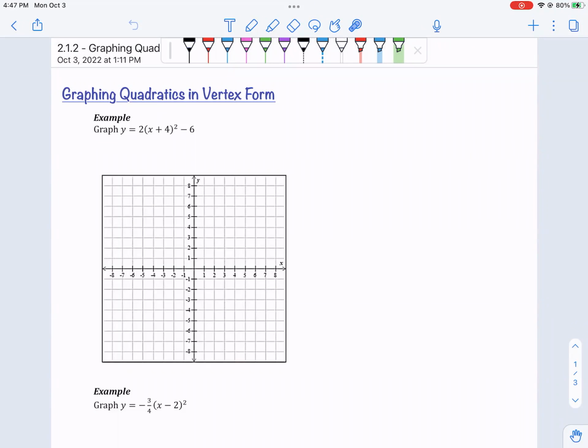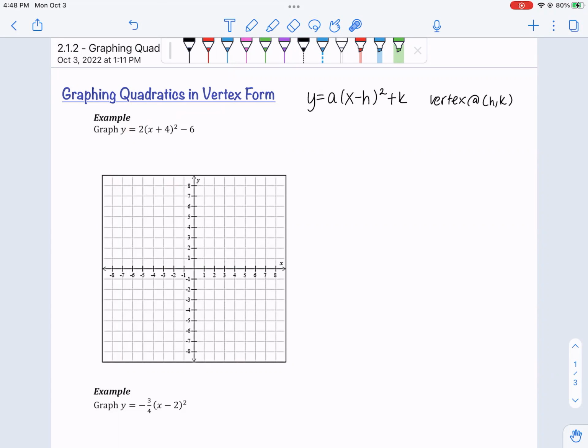Graphing quadratics in vertex form. In a previous video, we talked about vertex form, which was y equals a times x minus h quantity squared plus k, where the vertex is at h comma k.